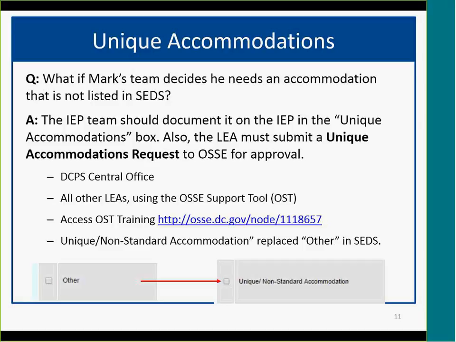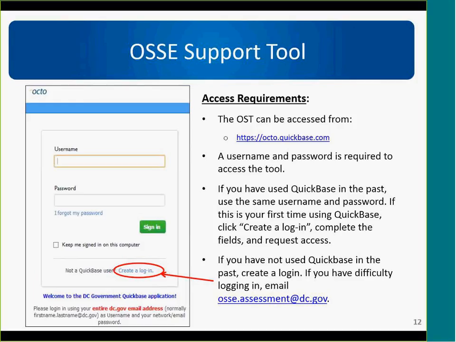One of the things that's new this year is that we're accepting unique accommodation requests through the OSSE Support Tool. And the OST training is available at the hyperlink there. I'm going to provide a screenshot in the next slide of how you would go on to the Space app to access the OSSE Support Tool. A username and password is required to access the OSSE Support Tool. So if you do not have a username and password, you would need to email the OSSE.assessment@dc.gov email.